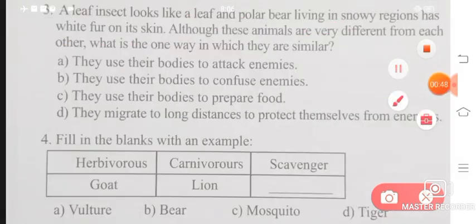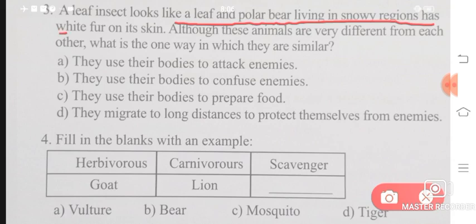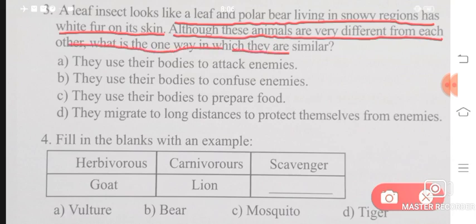A frog. A leaf insect looks like a leaf and a polar bear living in snowy regions has white fur on its skin. Although these animals are very different from each other, what is the one way in which they are similar? They use their bodies to attack enemies. They use their bodies to confuse enemies. They use their bodies to prepare food. Or they migrate a long distance to protect themselves from enemies. Answer for this question is number B. They use their bodies to confuse enemies.